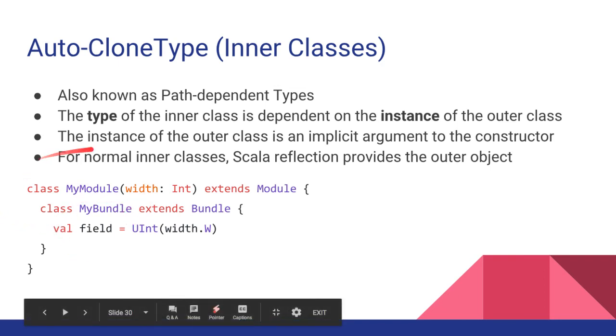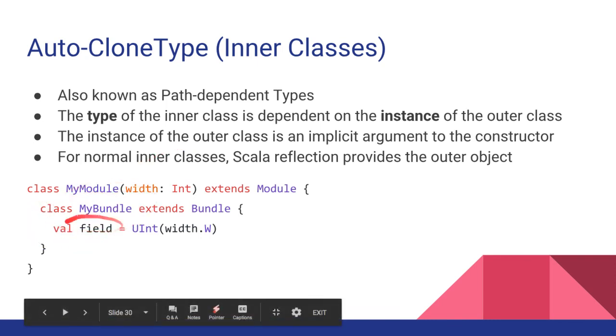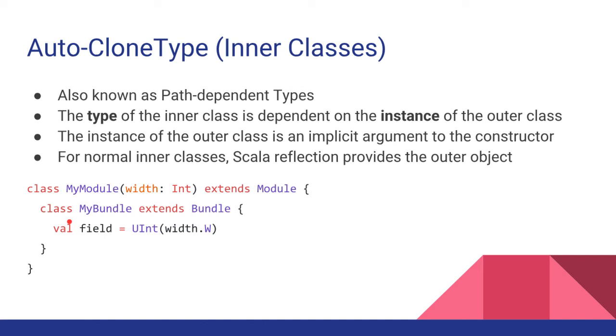Okay? Now normally Scala reflection, so there's Java reflection, which is the reflection built into the JVM. There's also Scala reflection, which are additional functions that Scala can generate for you. Scala can provide the outer object. So when I write my code like this, secretly in here, you can't see it, but there's a way to find out what object there is of MyModule that corresponds to MyBundle.